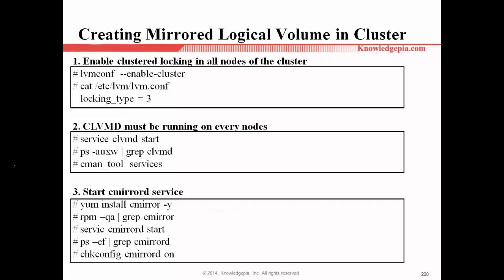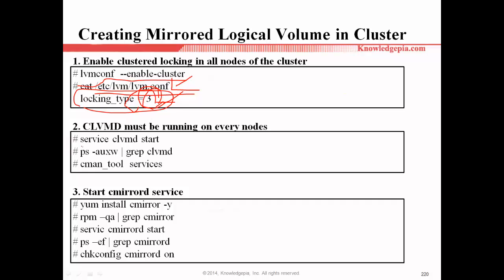Creating a mirrored logical volume. So now in the clustering system, let's try to create a mirrored logical volume. First one, lvm.conf enable cluster. This file, /etc/lvm/lvm.conf, is the main configuration file for LVM. So here locking type must be 3. Locking type 3 means this will run in a clustering environment.